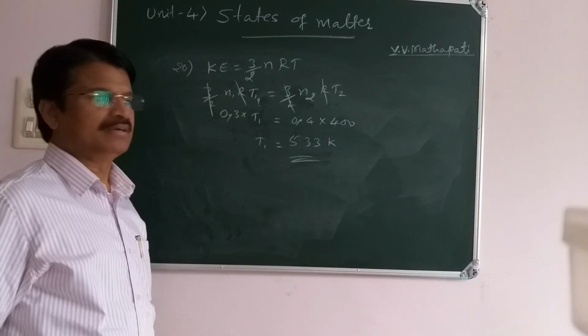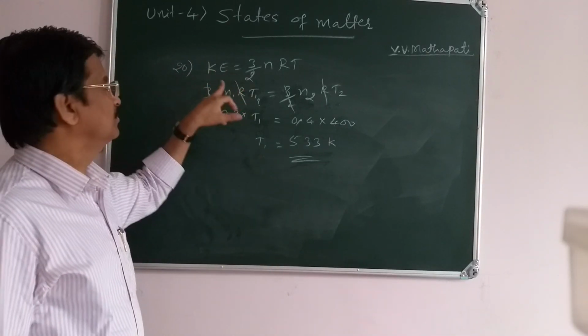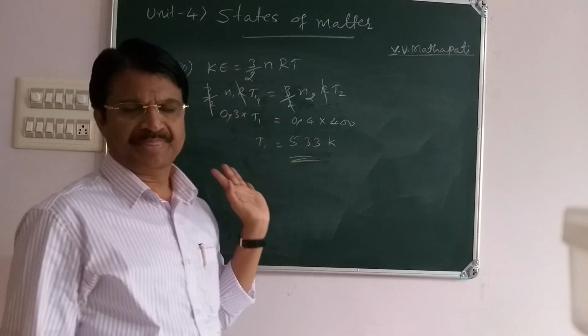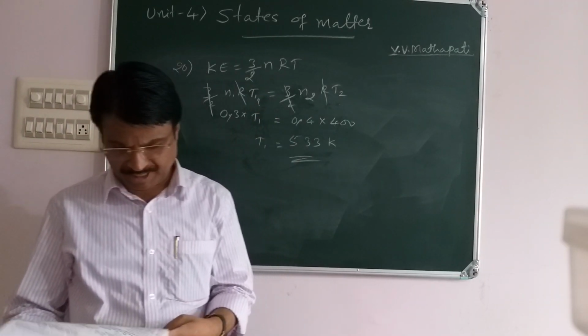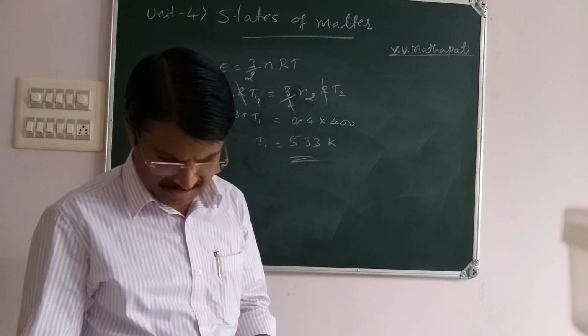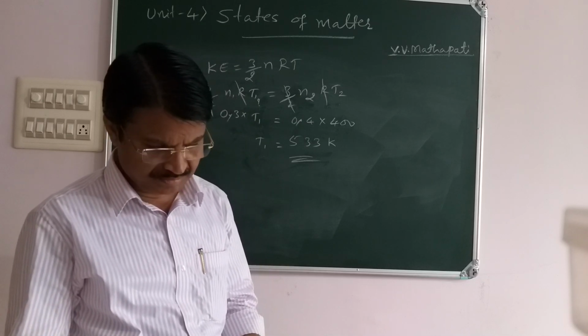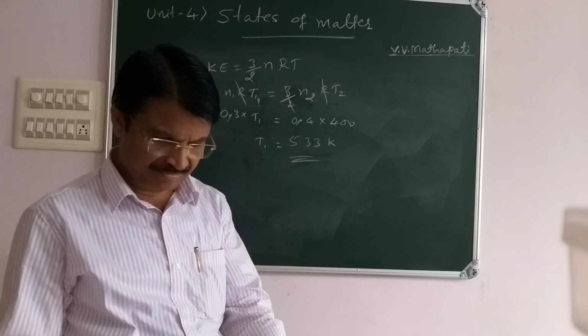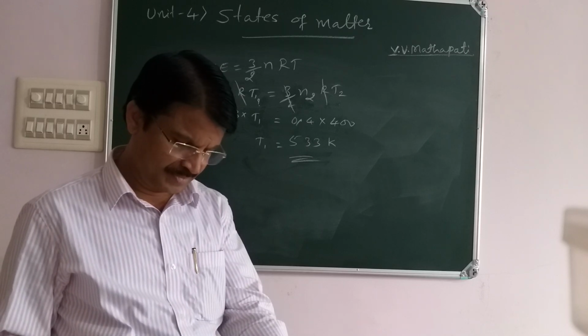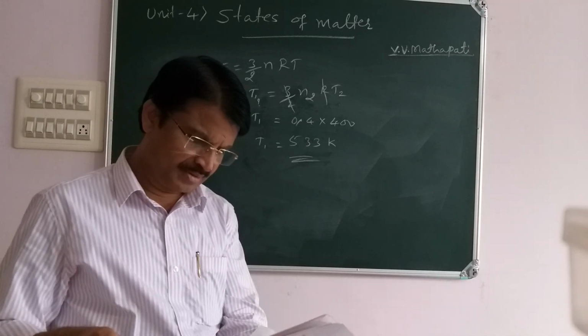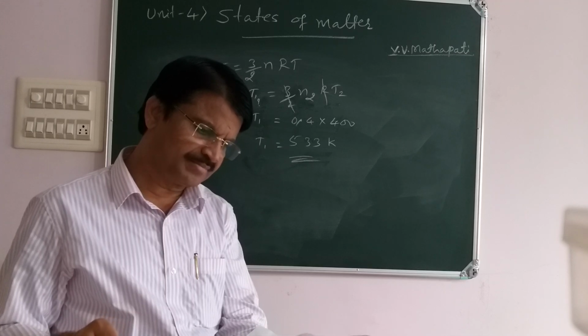Here is the hint: if it is a kinetic energy problem, write KE equal to 3 by 2 nRT. Correct? And same type, one more: KE1, KE2, kinetic energy of 2 cases.